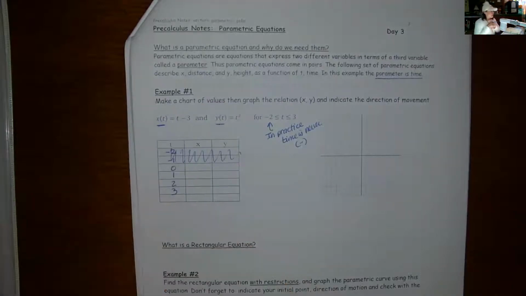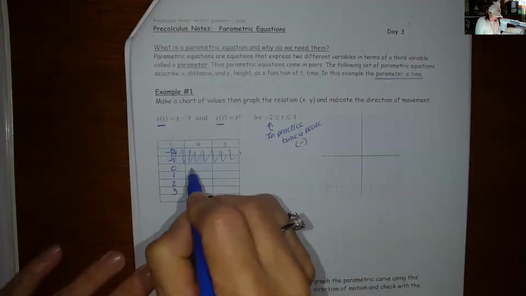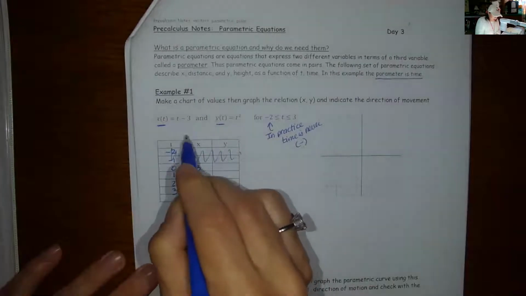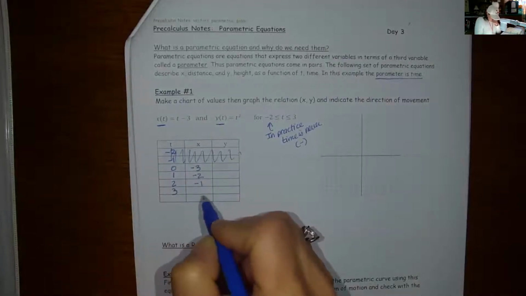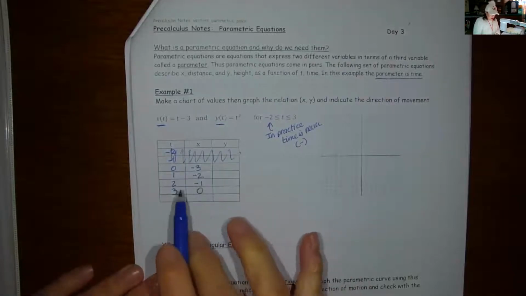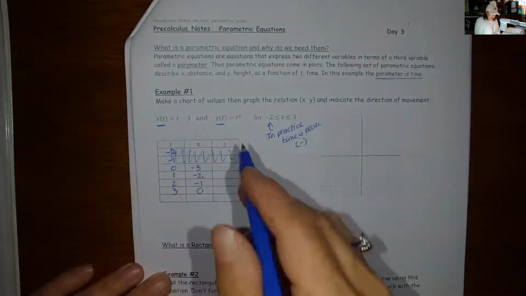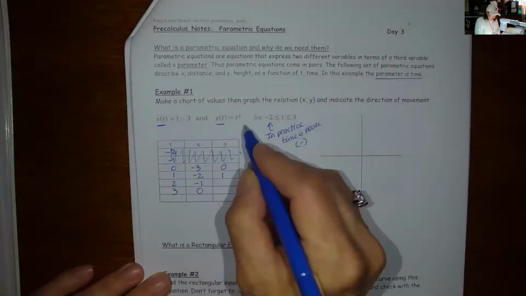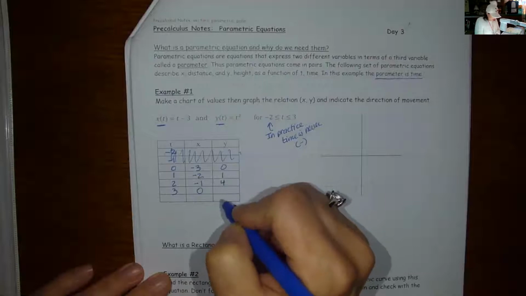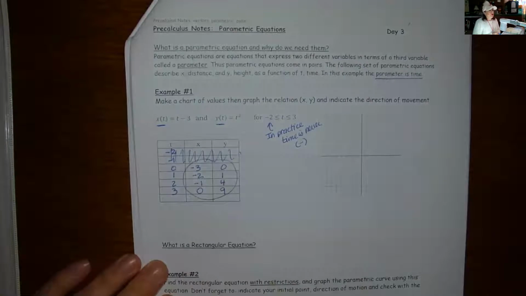If you plug 0 in for T right there for the X equation, what do you get? -3. If you plug 1 in, what do you get? If you plug 2 in, and if you plug 3 in, 0. Now we're going to take 0 and plug it into the Y part. If you put 0 into Y, what do you get? Plug 1 in, plug 2 in, plug 3 in, 9.